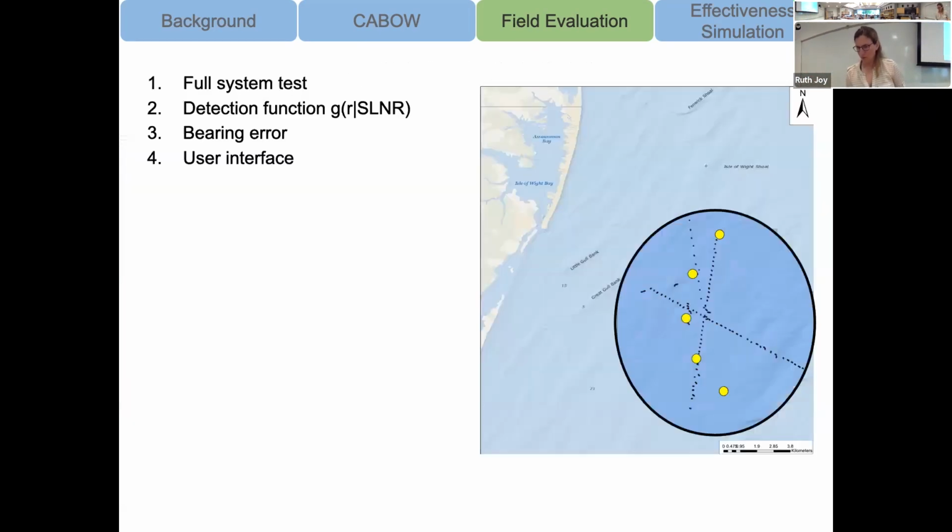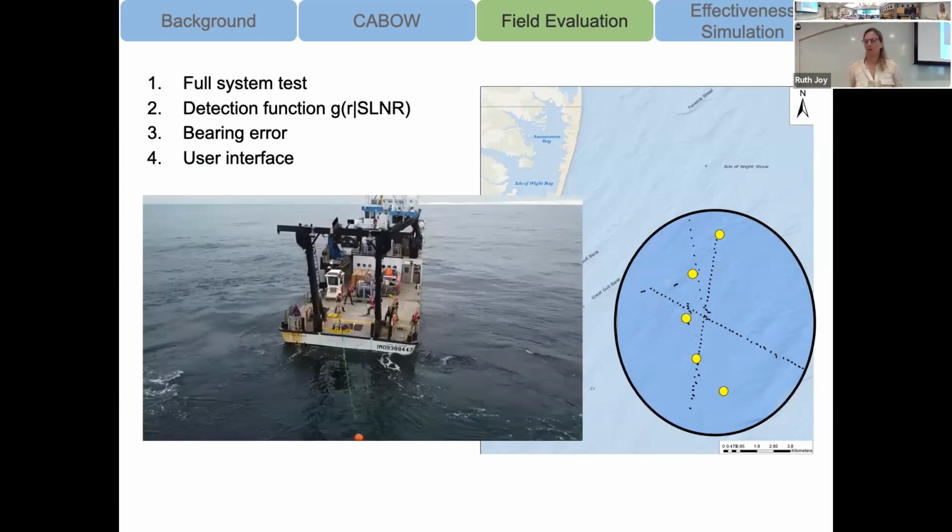So last year we went out and, similar to what Harold did, we tested this on the East Coast of the United States. We deployed 5 of these things, and then we played back simulated up calls in the area.